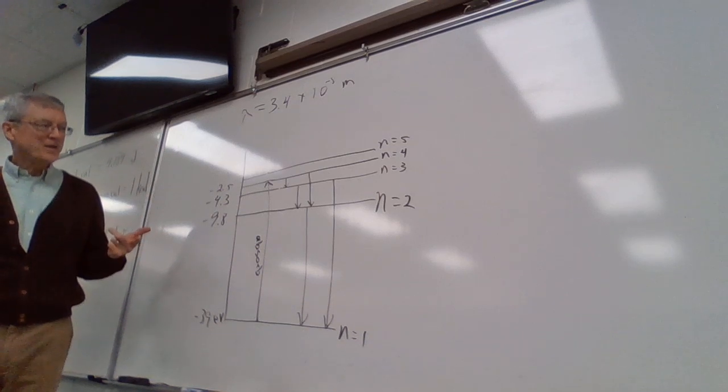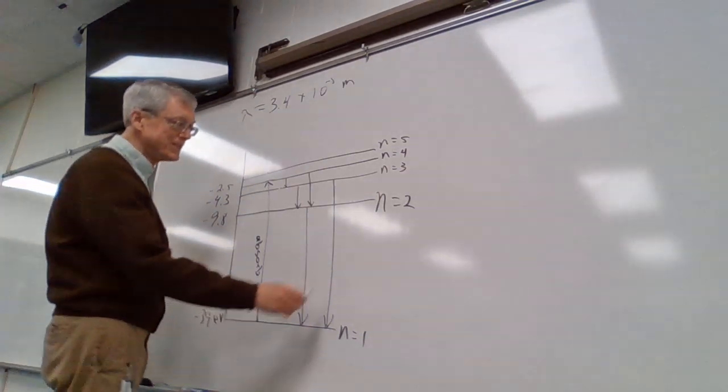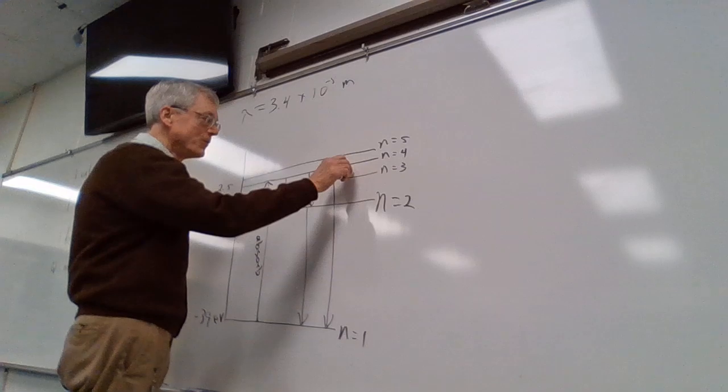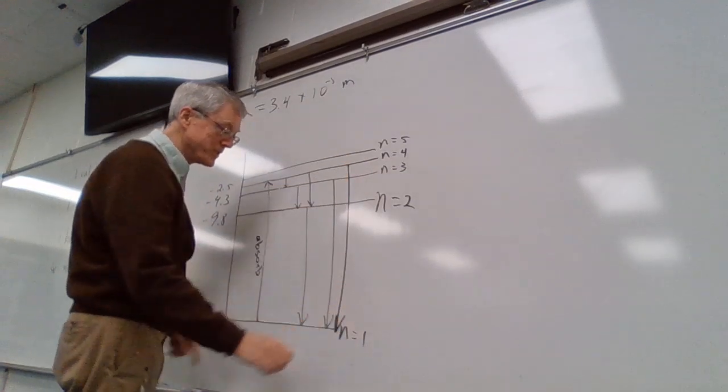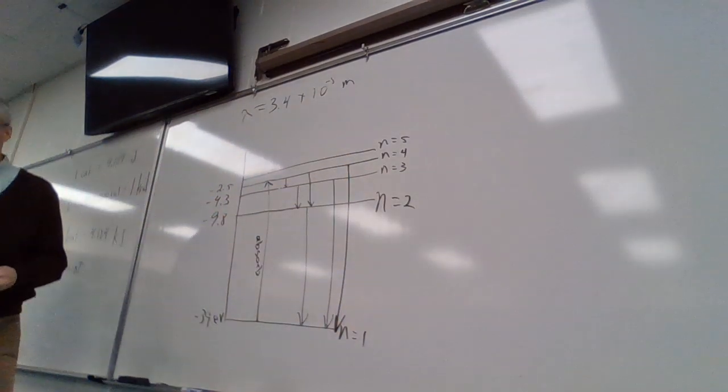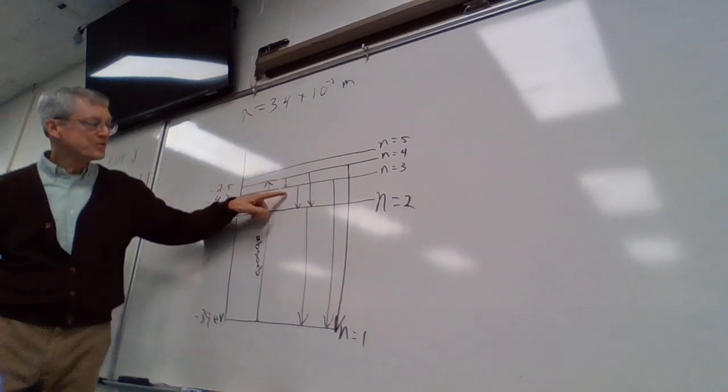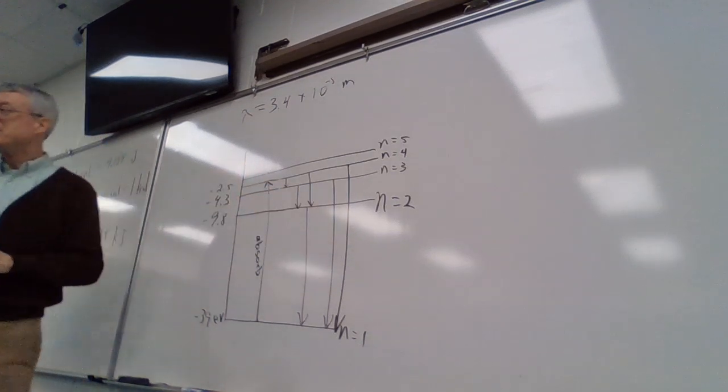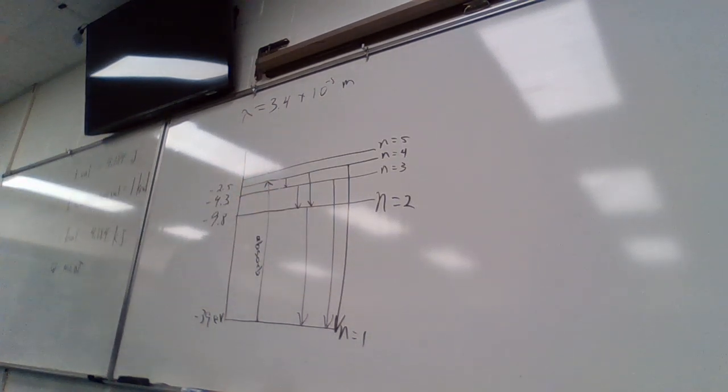And then the last possibility is it could go from 4 all the way down to 1 in one jump. Just emit one photon. Now, I think that is 6. 1, 2, 3, 4, 5. That's 6 different emission transition lines.